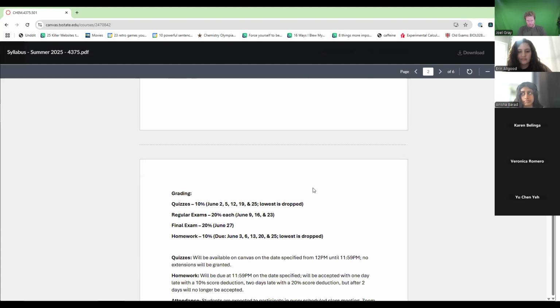Now, with that in mind, grading of this class, and this is where I'm going to kind of get into some of the weeds of it. After I do this, I'll take a pause and you guys can ask questions if you have them, before we get back to it. So our grading is going to be based on quizzes, exams, a final, and homework. I tried to make this as simple and streamlined as possible.